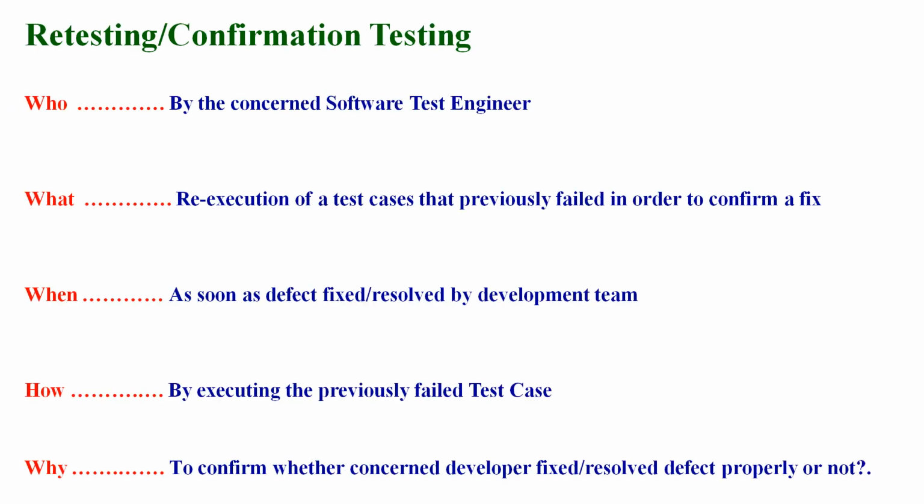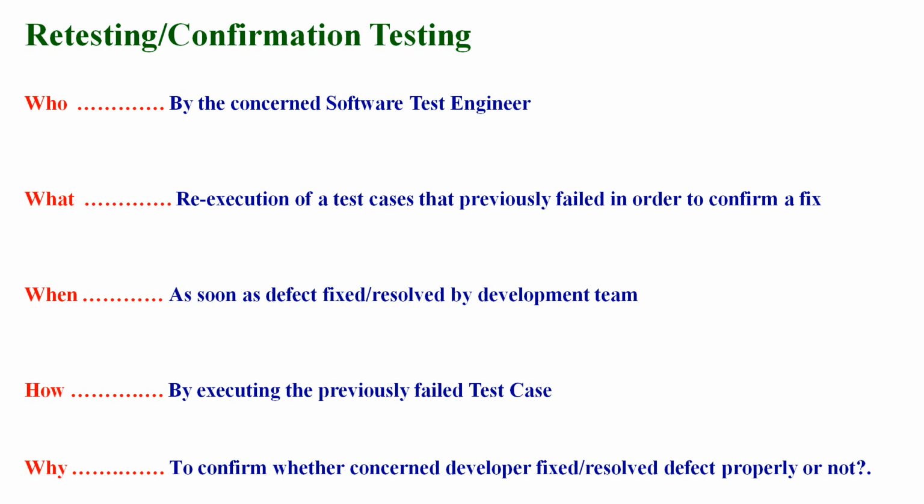Now, see, retesting is also called confirmation testing, which is also called verification testing. Who is responsible for this retesting? The retesting will be done by the concerned software test engineer. And what do you mean by retesting? Retesting is nothing but re-execution of the failed test case in order to confirm the fix. That means whether the defect is fixed or not. Fixing the defect is nothing but rectifying the defect, which is nothing but resolving the defect.